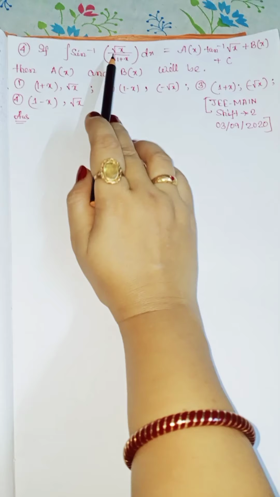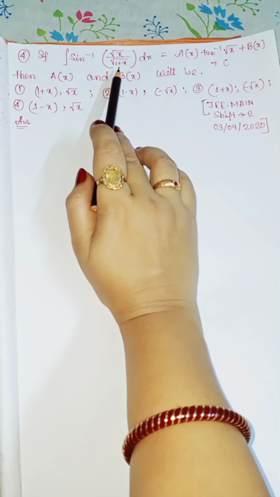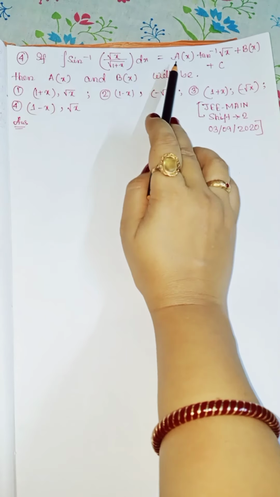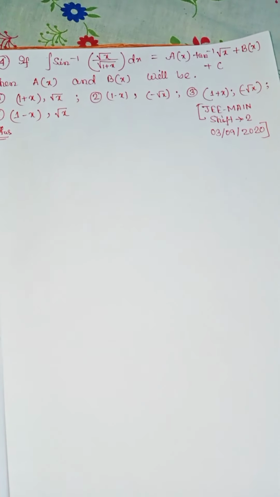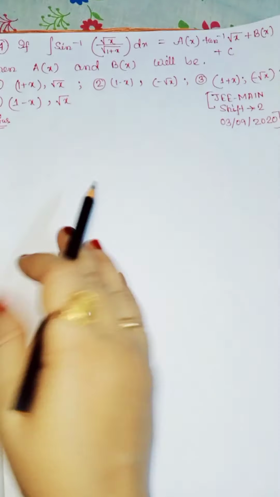Today we solve JEE Main Shift 2, 3rd of September 2020, question number 4. If the integration of sin inverse of root x divided by root over 1 plus x dx is equal to ax into tan inverse root x plus bx plus c, then ax and bx will be, 4 options are given. This is a memory based question of JEE Main, and this question is also in the integrating function.